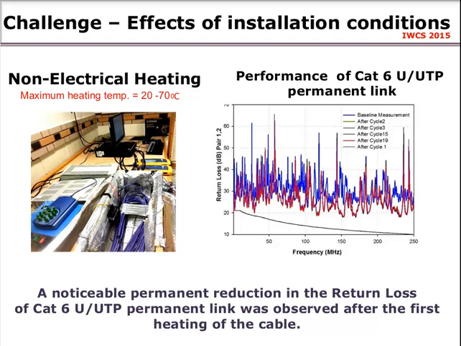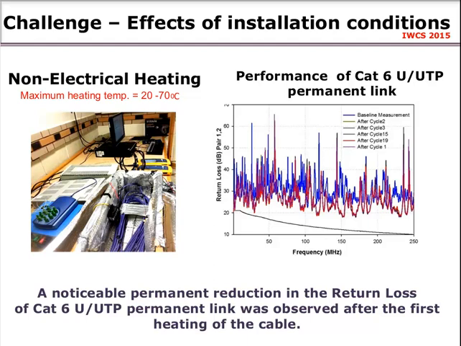So, to study this scenario, as can be seen in the setup picture shown on this slide, Category 6 unshielded twisted pair cable was kept loosely inside a constructed heat chamber, and the cable link was heated externally. That is, the cable was not energized, but was heated externally with some heating elements placed inside the heat chamber.